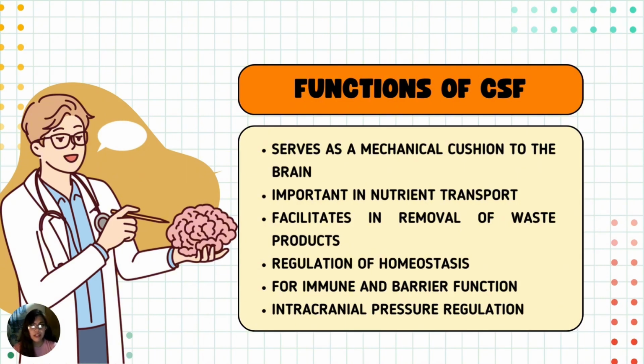And changes in the cerebrospinal fluid volume can compensate for fluctuations in blood volume or brain tissue volume, helping to prevent dangerous increase in intracranial pressure. So these are the functions of the cerebrospinal fluid.